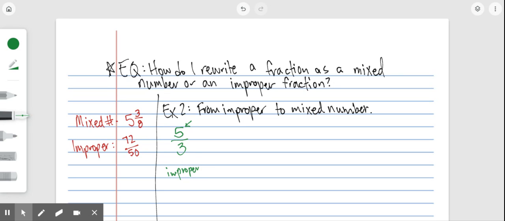In order to make it into a mixed number, do you remember yesterday when we took a mixed number and made it improper, we used multiplication. To go backwards, we're going to use the opposite of multiplication, and the opposite of multiplication is division. So we're going to remember, a fraction bar represents division. Fractions are division.